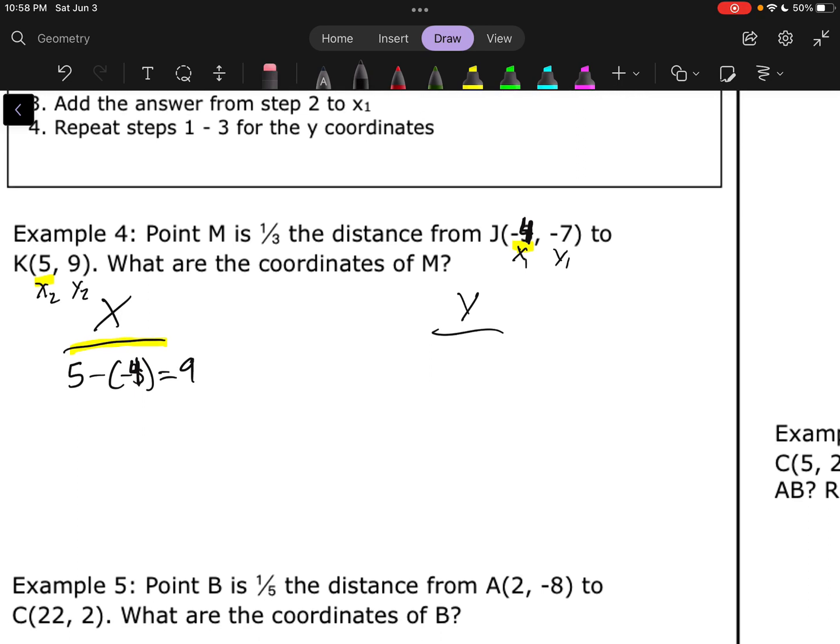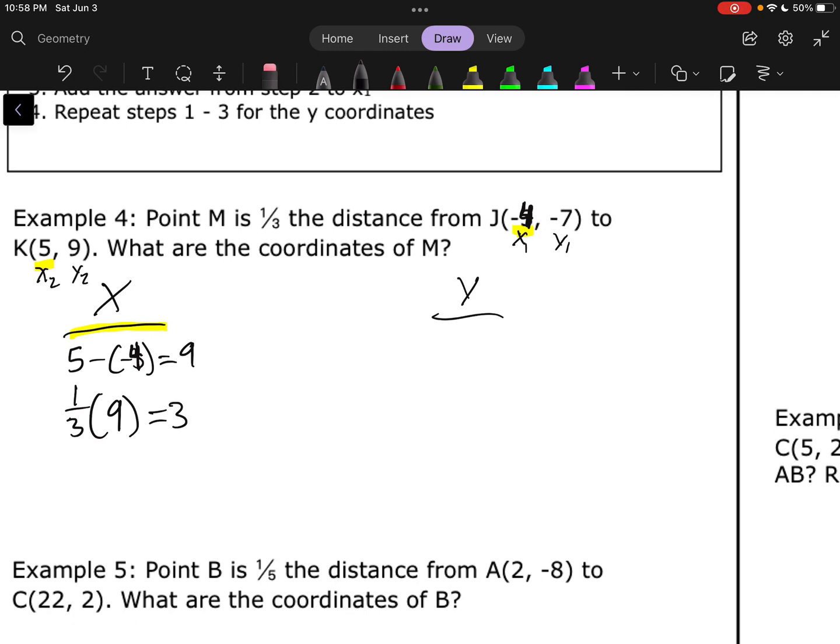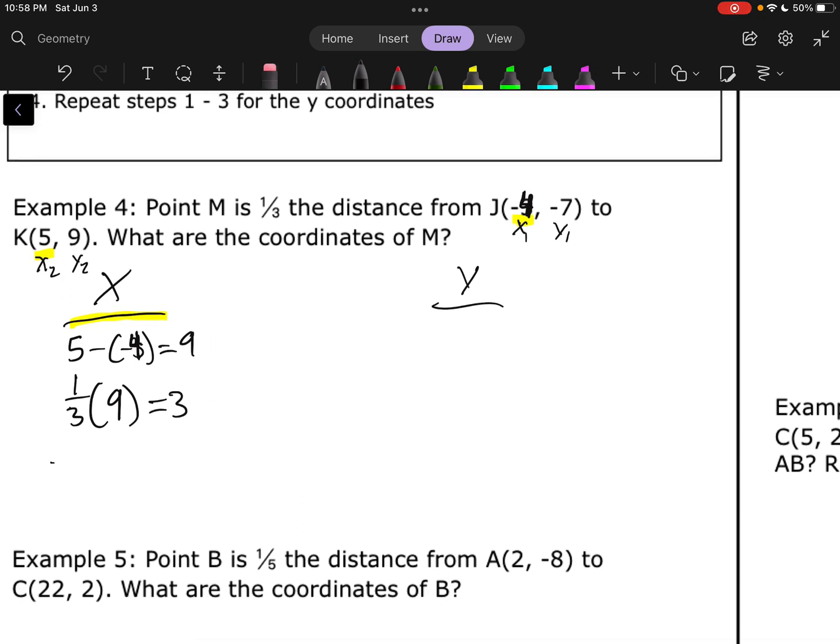But we don't want to go the whole 9. We want to go 1/3 of that. So we're going to do 1/3 of 9. 1/3 of 9 is 3. But 3 is not our answer, right? 3 is the distance that we need to travel from x1. So we go back to x1, to that -4. We add the 3, and we get -1. So my final answer here is going to have an x value of -1.